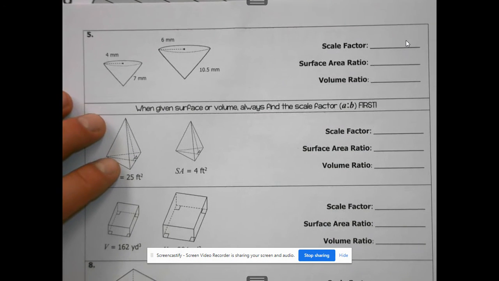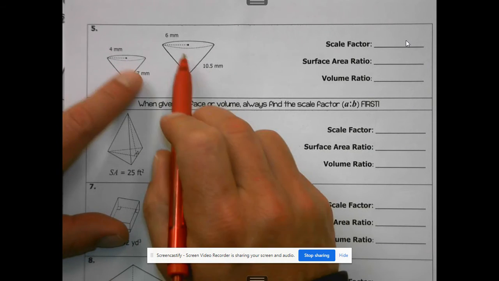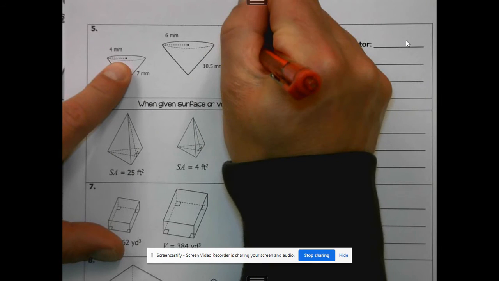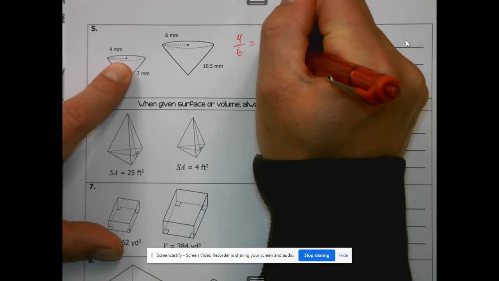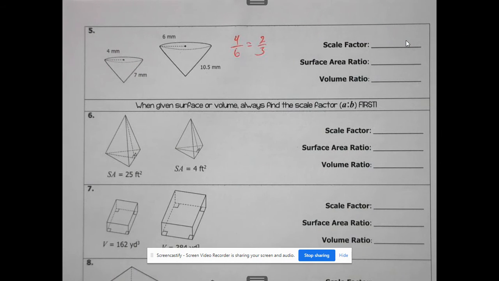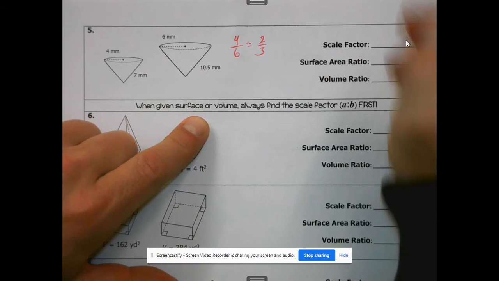More work, same stuff. Let's use the radius instead of slant height to reduce. The number looks kind of gross to reduce. So radius 4 to 6. That reduces to 2 to 3. Scale factor then is 2 to 3.